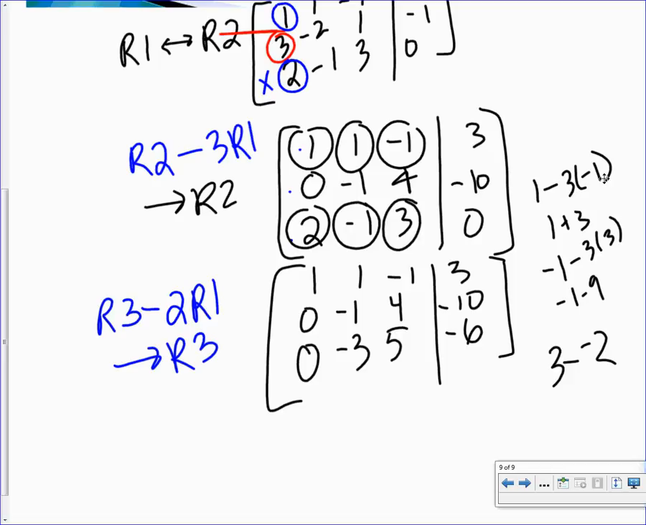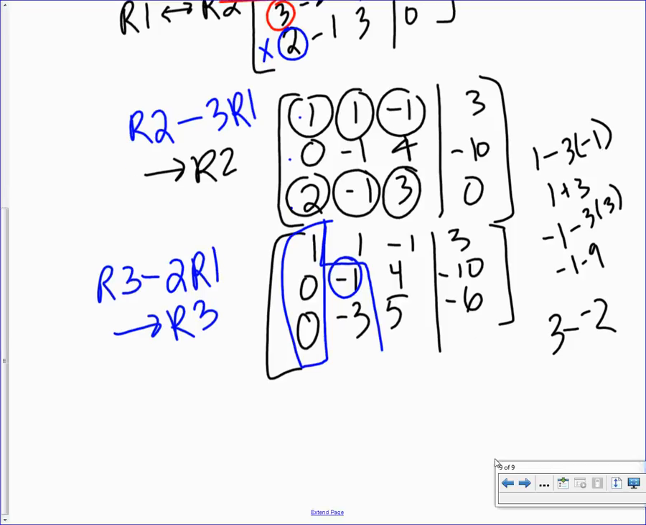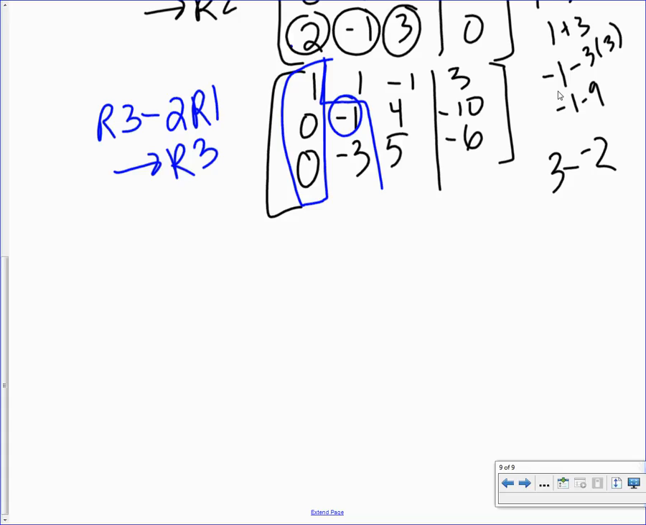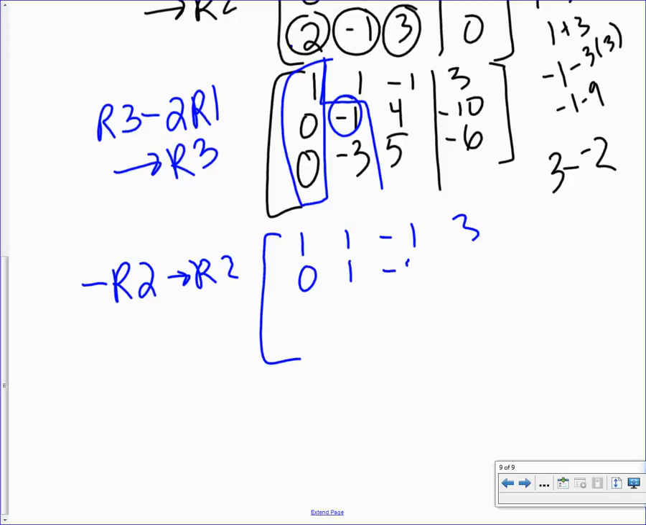All right. Next, so I've gone this whole column. So now I'm going to go down the staircase. So next I'm going to work on that negative 1. Okay? Do as little work as possible. Easiest way to turn that into a positive 1 is just to multiply through by a negative sign. So I'm going to take negative R2, put it right back into R2. 1, 1, negative 1, 3. 0, 1, negative 4, 10. 0, negative 3, 5, and negative 6.